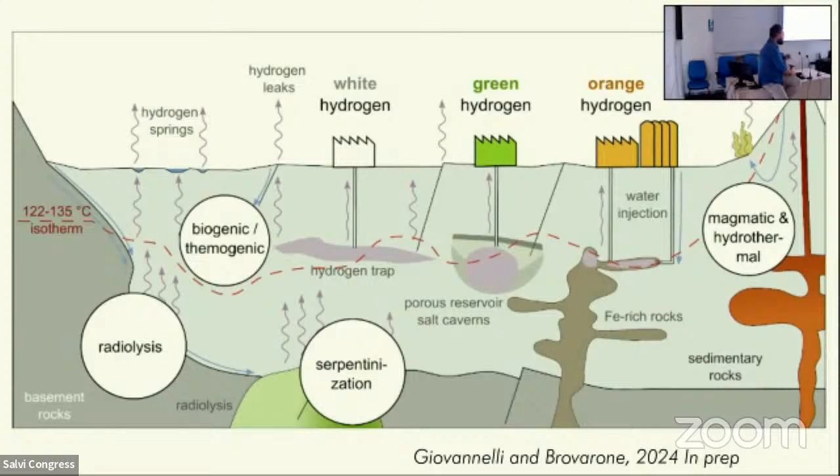And then we have the magmatic hydrothermal hydrogen, which is one way our planet makes hydrogen, but we think it's of very little relevance for usage, because it's hydrogen produced in a high temperature atmosphere that generally gets lost very, very quickly.